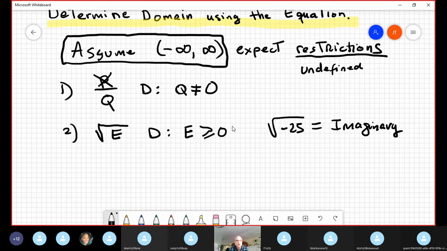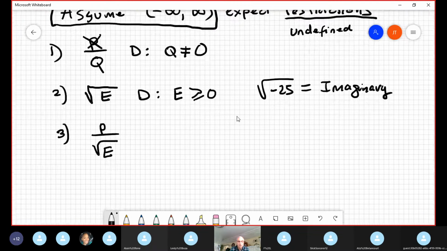Okay. And the third one is when you have P divided by radical E. That you have a fraction, but in the denominator we have a radical, a square root, no? So the domain is like a combination of this and this together. It is when the expression E is positive, not equal to zero, because equal to zero is undefined by the reason number one. And their combination.